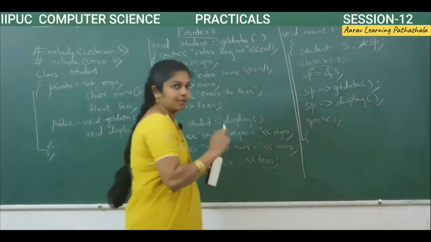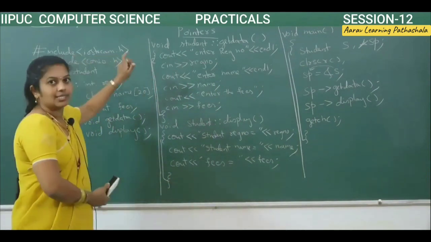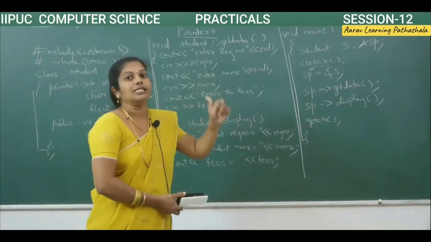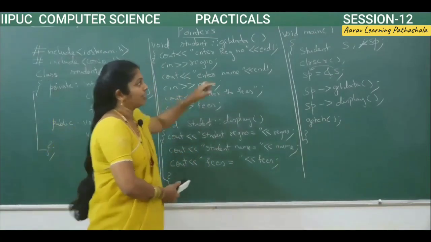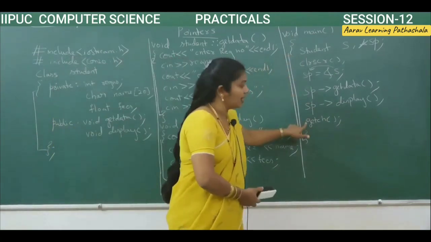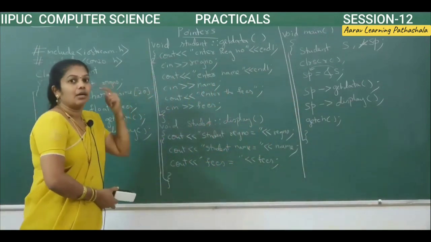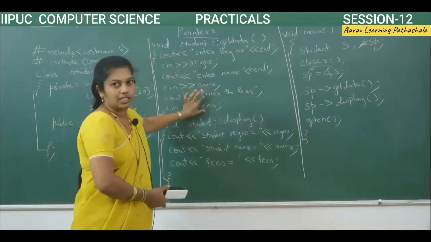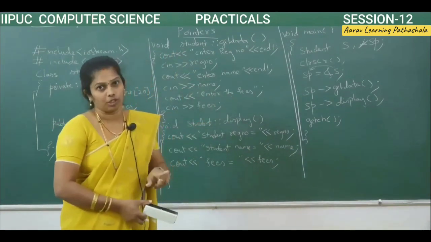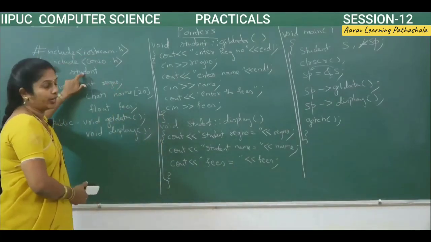Now it's clear. Once again I am going to explain this concept. Iostream.h is a supporting header file for cin as well as cout. Conio.h is a supporting header file for clear screen as well as the getch function. Our aim is to display the values of register number, name as well as fees by using pointers to object format. For that, the class name here is student.